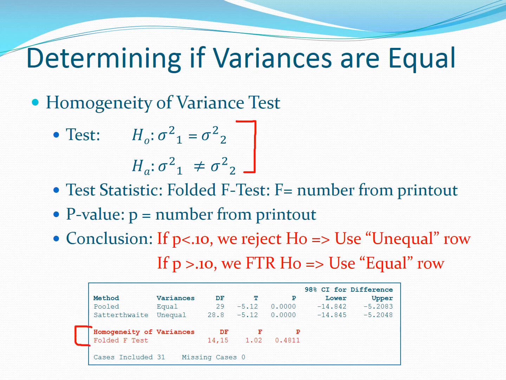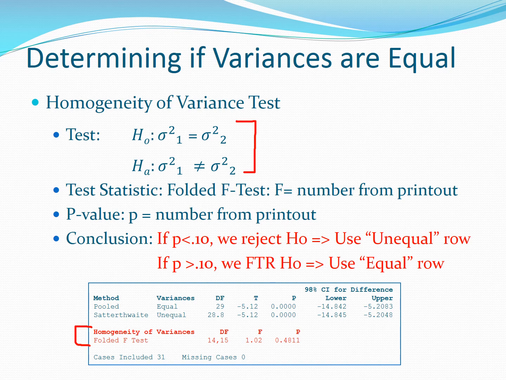And right now, I'm looking at this part of the printout. The very bottom part of the printout here is doing this for us. And back in the day, we'd have to learn about the F distribution because that's what it uses. It's called a folded F test here on the printout. But the null hypothesis says that the variances are the same. The alternative says they're different.